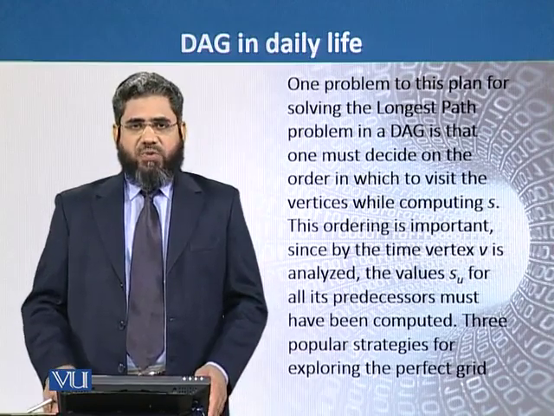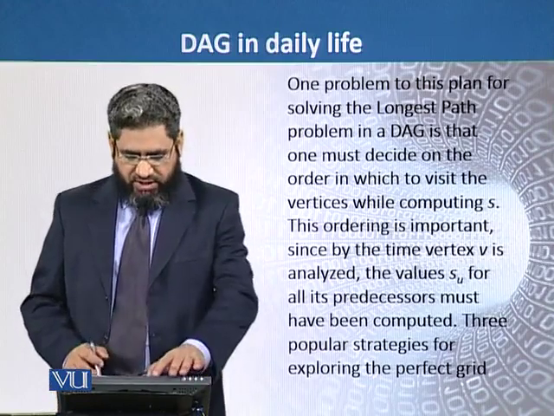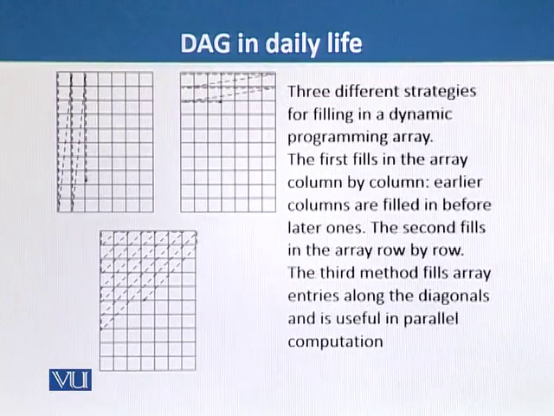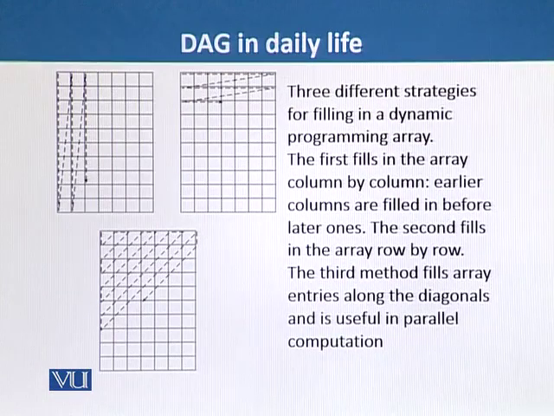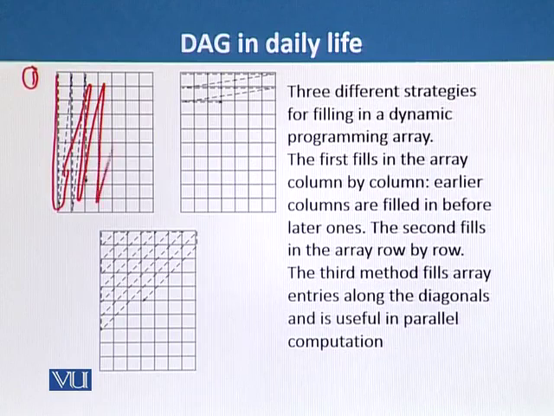So for these types of problems, there are three strategies that we will discuss in the next slide. This is the graphic representation of the problem, and we can see there are three strategies that can be used for filling the dynamic programming array. The first strategy is to fill the array column by column. We have to solve the problem in the earlier columns first, and then the later columns will be computed afterwards.